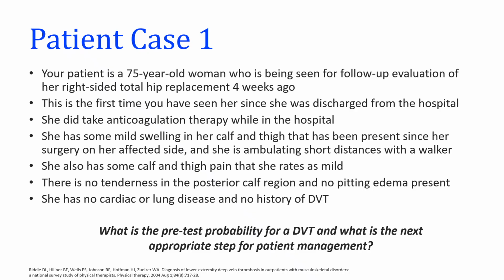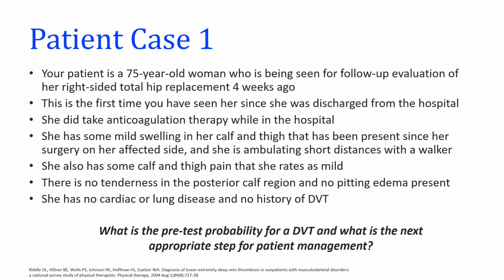Let's review a patient case and use the Wells criteria to estimate their pretest probability of DVT and determine whether further testing, such as a D-dimer lab test or ultrasound, is warranted. This case involves a 75-year-old woman who is 4 weeks status post a right total hip replacement and is being seen for the first follow-up visit after hospital discharge. She did receive anticoagulation while hospitalized, and she is currently ambulating short distances with a walker.